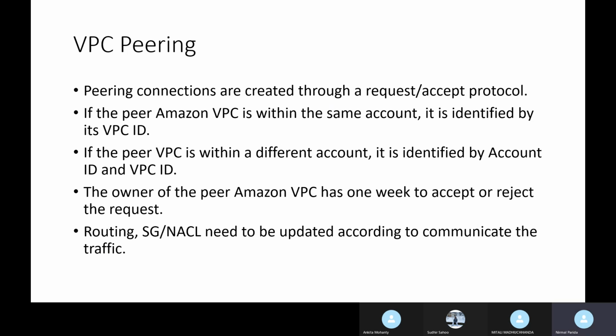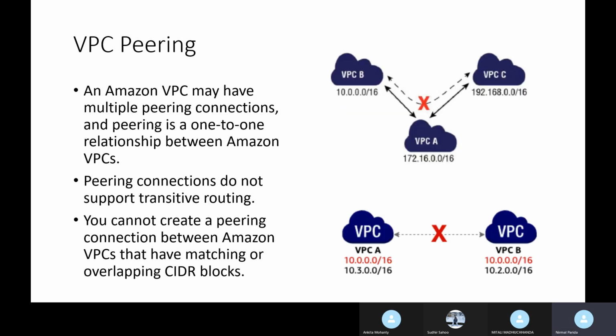The owner of the peer Amazon VPC has 1 week to accept or reject the request. So one VPC will send a request to accept, and there is a time limit. After 1 week, if it is not accepted, the connection will be closed automatically. Your routing, security groups and NACL need to be updated accordingly to allow the traffic to communicate.